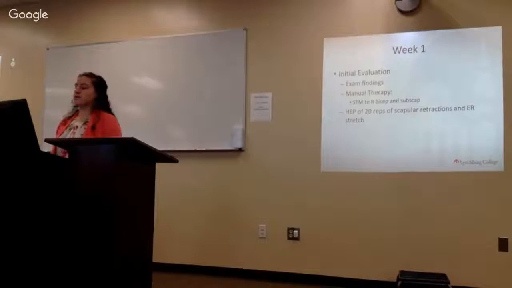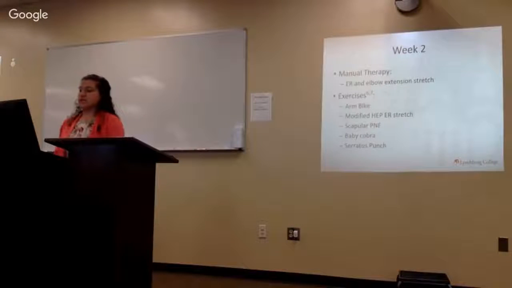So the first week I saw her was the initial eval, and I collected my objective findings. And then I performed soft tissue mobilization to both her right bicep and her subscap. Then I gave her 20 reps of scapular retractions as well as an external rotation stretch at the door. I did 20 reps more for the endurance of those scapular muscles, because she has to maintain that posture with any activity that she's going to do. So I wanted a little bit more endurance for that. We're going to work on it at home.